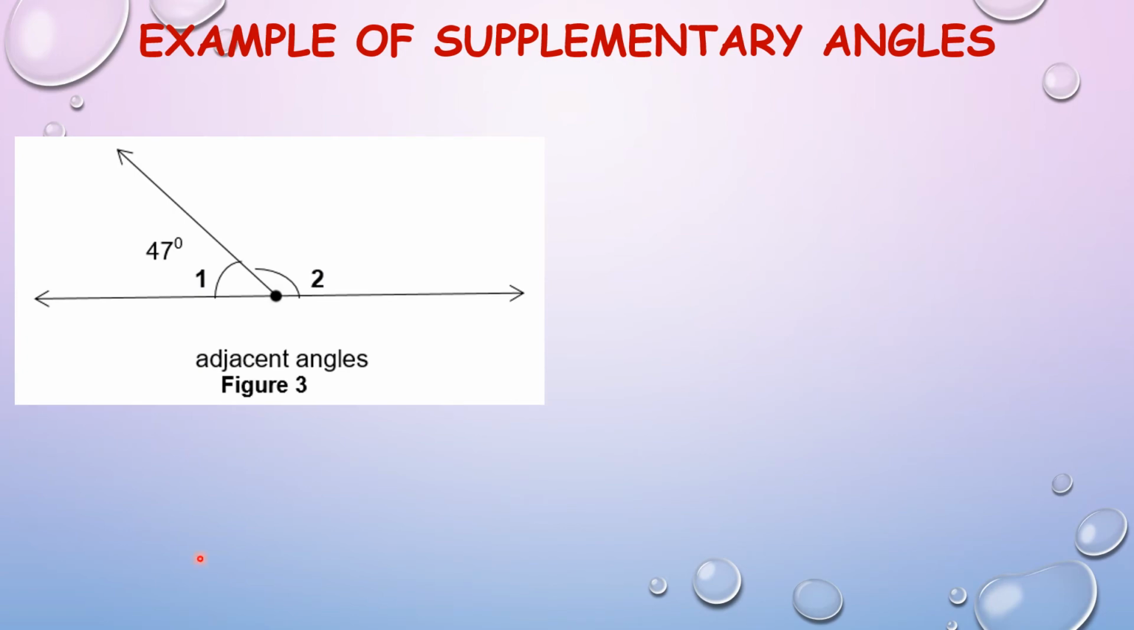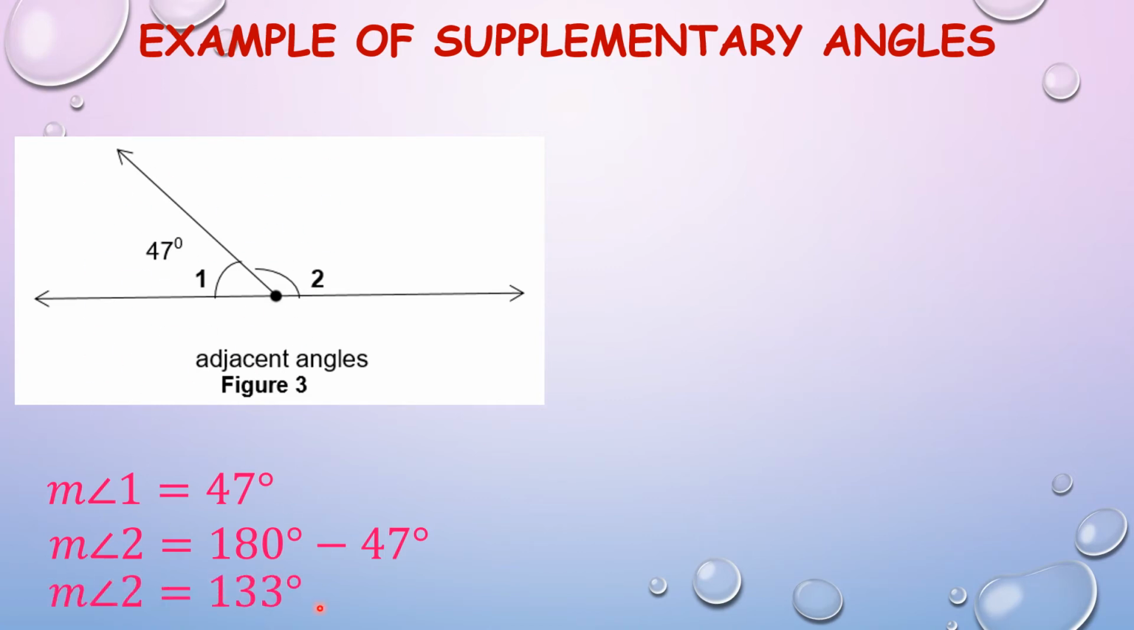Let's have an example of supplementary angles. We have here two adjacent angles, angle 1 and angle 2, with the measure of angle 1 being 47 degrees. To find the measure of angle 2, we subtract 47 degrees from 180 degrees, and our answer is 133 degrees. Therefore, 133 degrees is the supplement of 47 degrees.